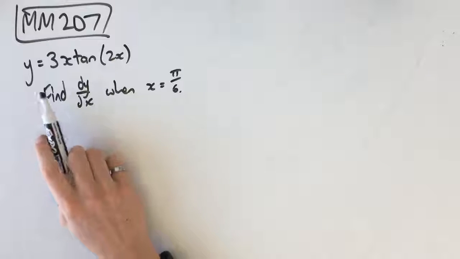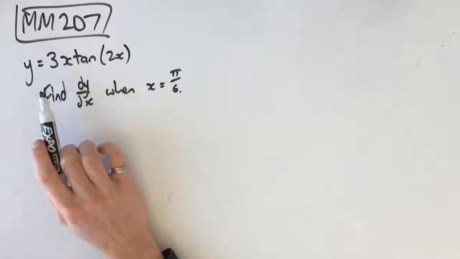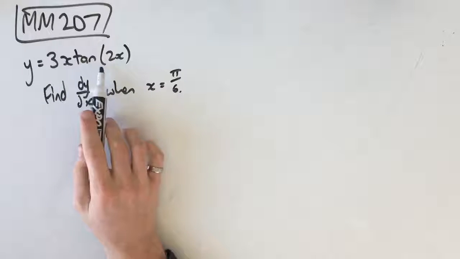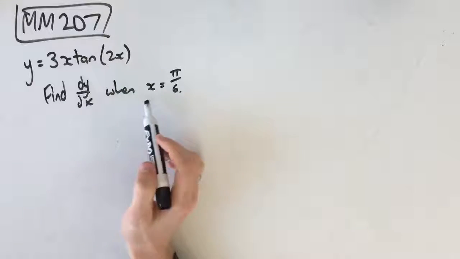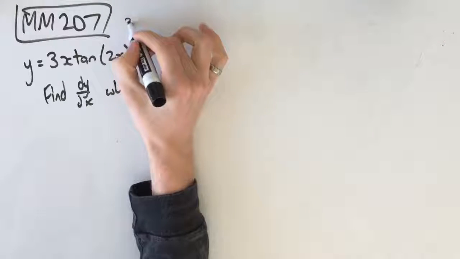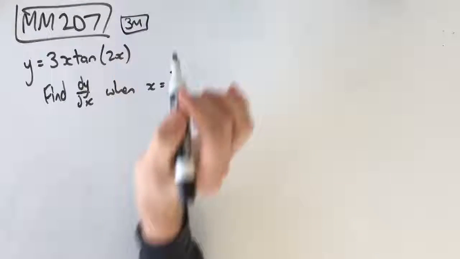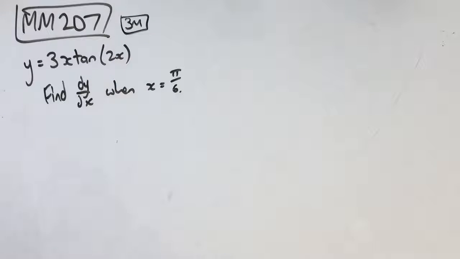We've got this question, y equals 3x times tan of 2x. We need to find dy/dx when x equals pi on 6. Now, this is a 3-mark question, so just keep that in mind as we go along, and I'll obviously show which marks are allocated where.